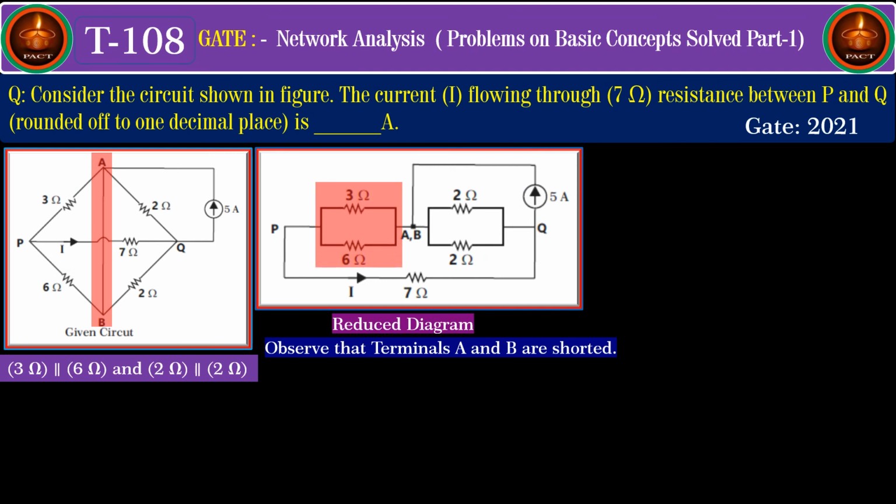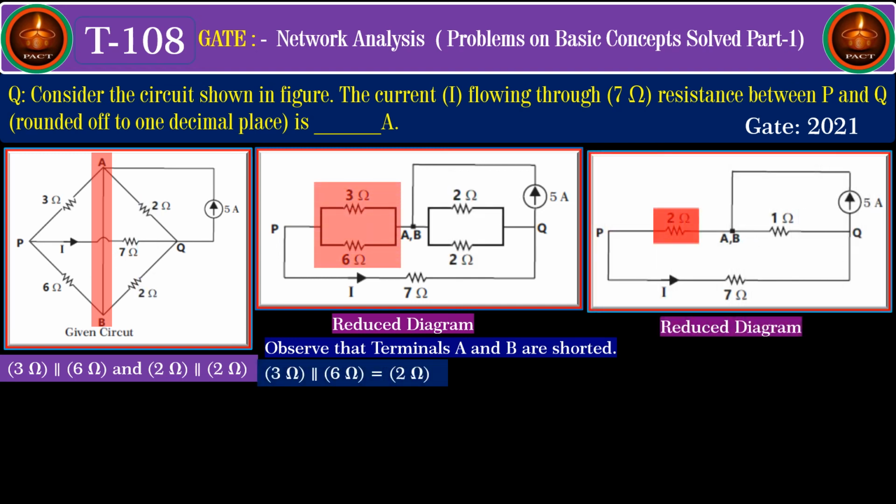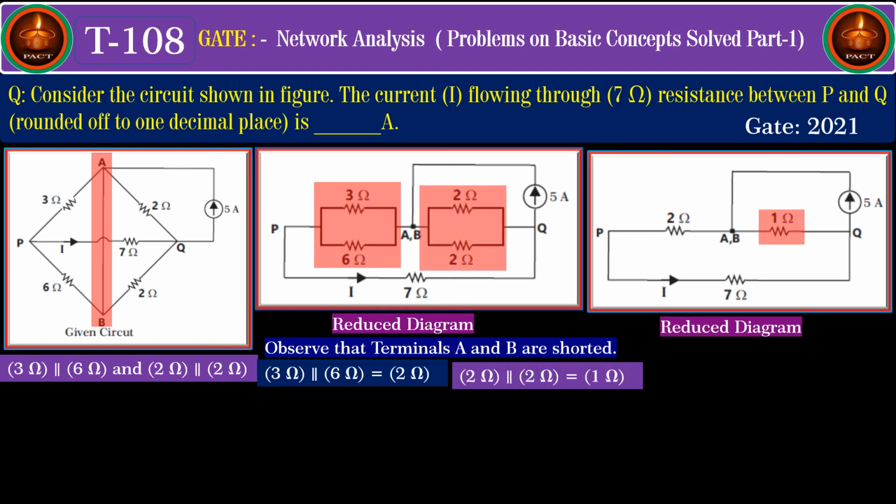You find that the combination of 3 and 6 ohm in parallel is connected between P and A, B in the original network, and in the reduced network also this combination is connected between P and A, B. Similarly, the parallel combination of 2 ohm each is connected between Q and A, B in the original network, and here also that parallel combination is connected between Q and A, B. So let us now draw the further reduced network. Again 3 parallel 6 is equivalent to 2 ohm connected between P and A, B, and the parallel combination of 2 ohm each is equal to 1 ohm, connected between Q and A, B.